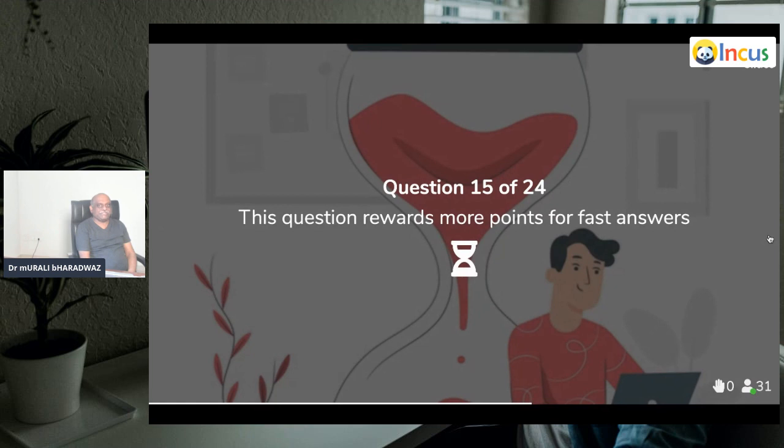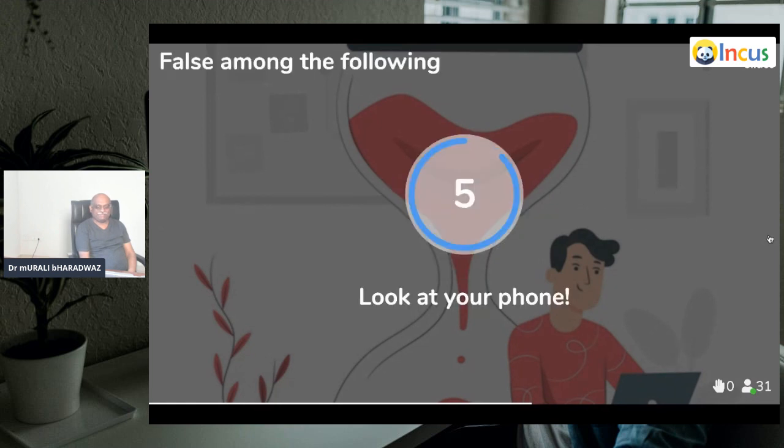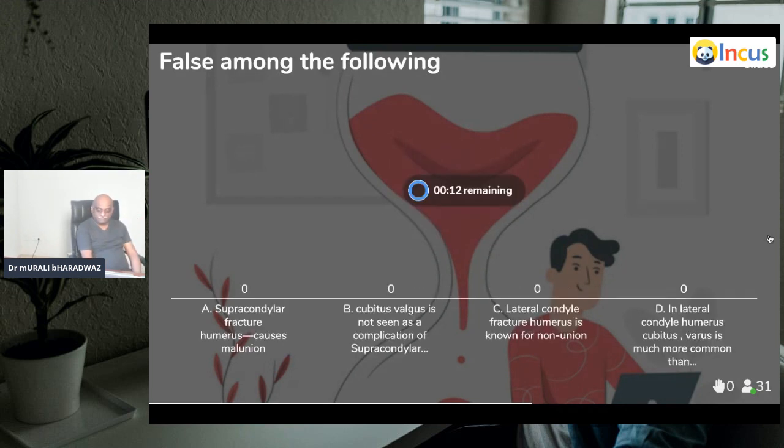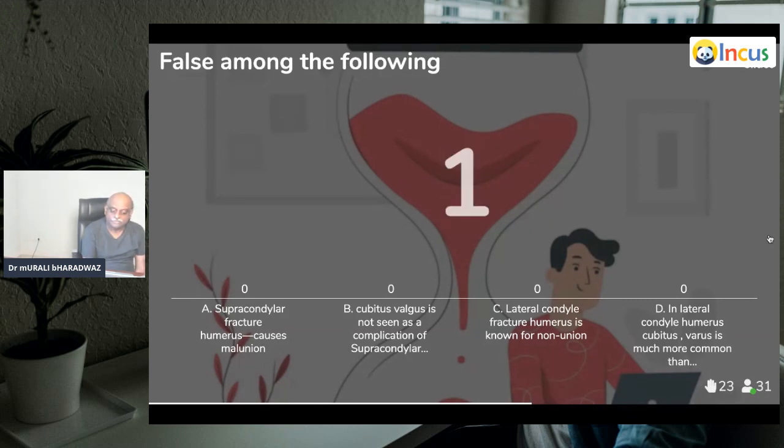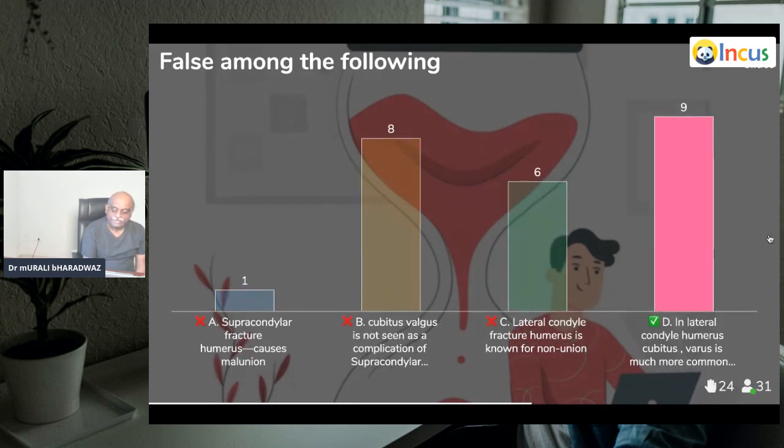Next question is challenging. What is a wrong statement among these? Does supracondylar fracture humerus cause malunion? This is a very interesting question. Oh, only 6 of you. Oh, only 9 of you. Very good. Correctly answered.